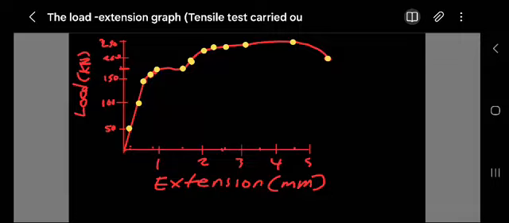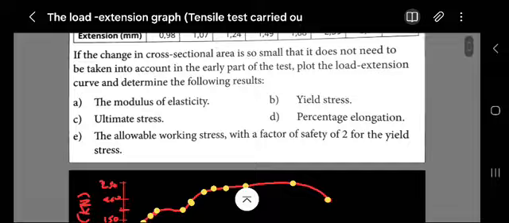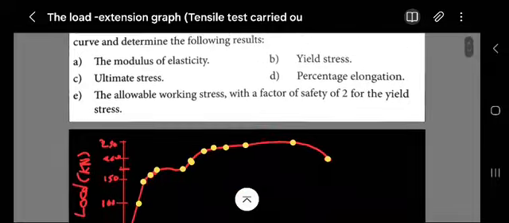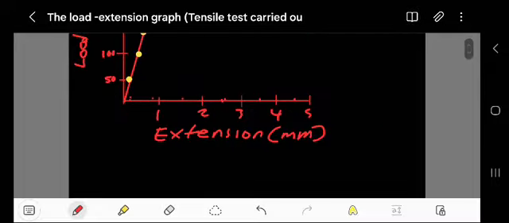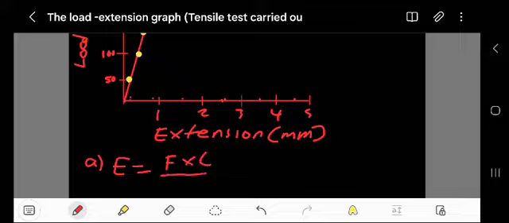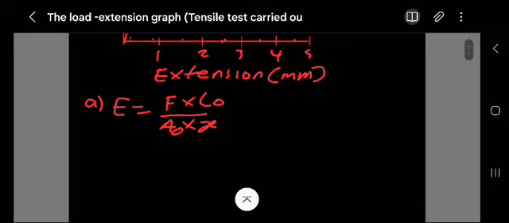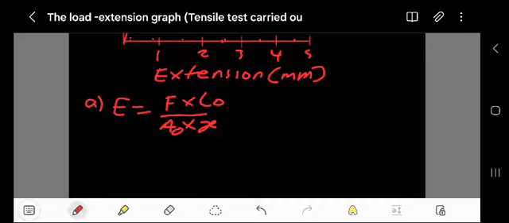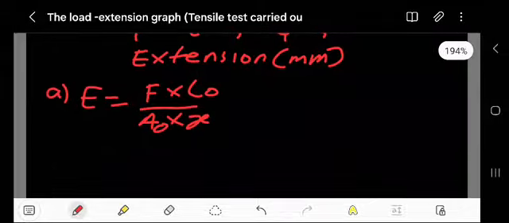This is the graph. So question A, the modulus of elasticity. We want the modulus of elasticity. It is equal to force multiplied by length over area multiplied by x, and then this is original. So what is the original area? What will be the original area?